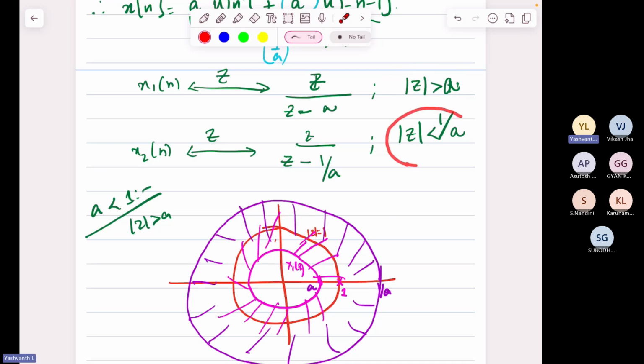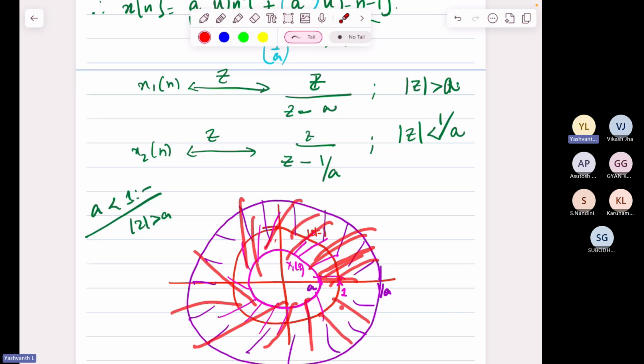And for the second signal, mod z should be less than 1 by a, or it should be interior to the outer circle 1 by a. Therefore, what is the common region? From a to 1 by a, that annular region, right? This annulus is the common ROC.